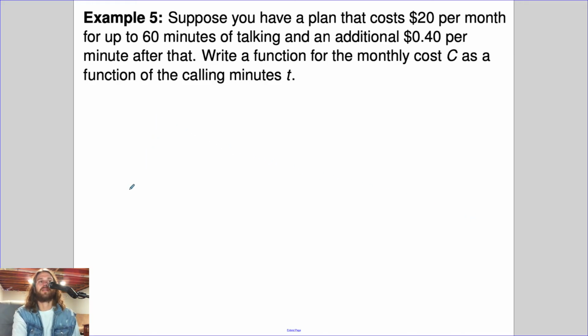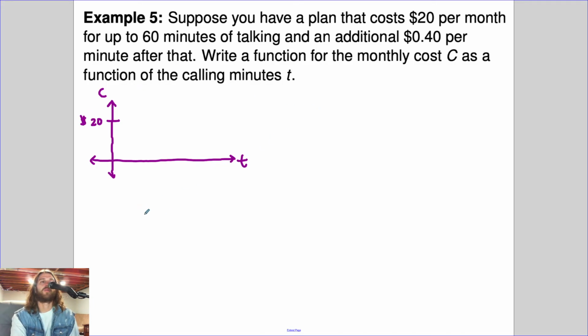So really quickly, let's talk about what this looks like. There we go. Okay, so what's the cost? Our y value is cost. It's determined by the amount of time that we talk. So our phone line is $20 a month, regardless of how many minutes we talk, up to 60.